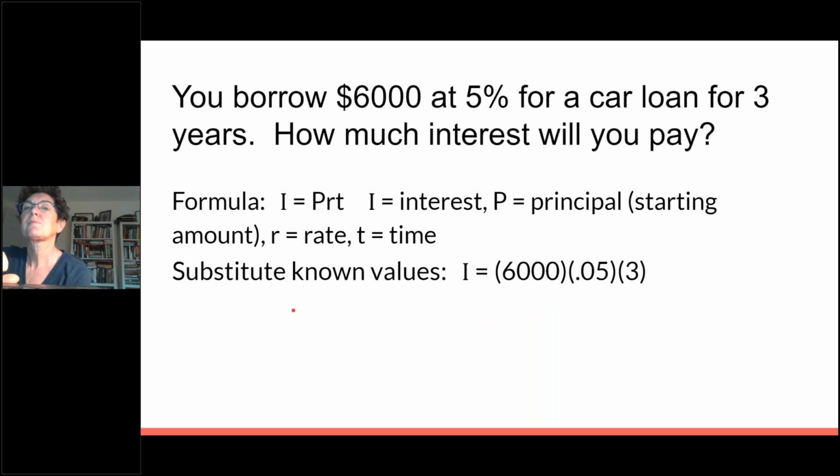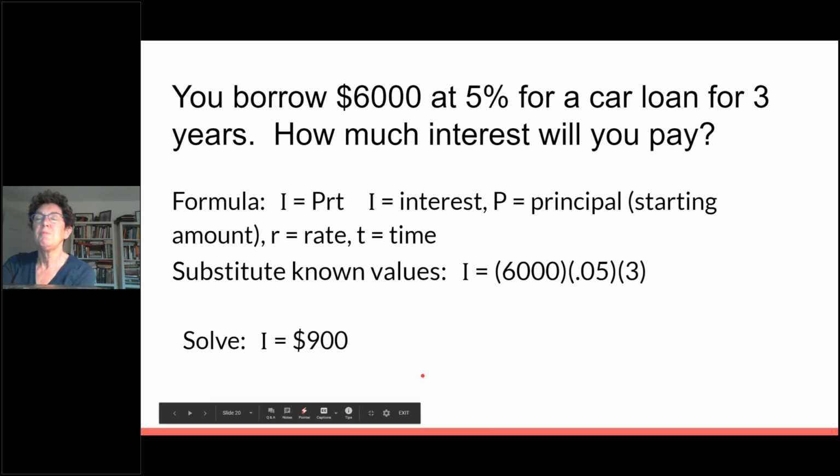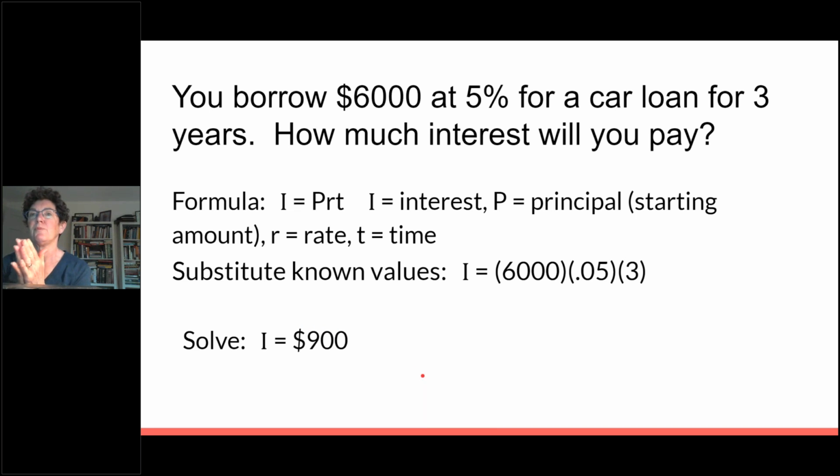Okay. We substitute in our known values, and then we solve. If you do that multiplication, 6,000 times 0.05 times 3, the answer is $900. So that's a very simple interest problem. Remember, the steps are, you have to know what formula you're going to use. If you don't remember, make sure you check the formula sheet. You substitute in what you know, and then you solve.